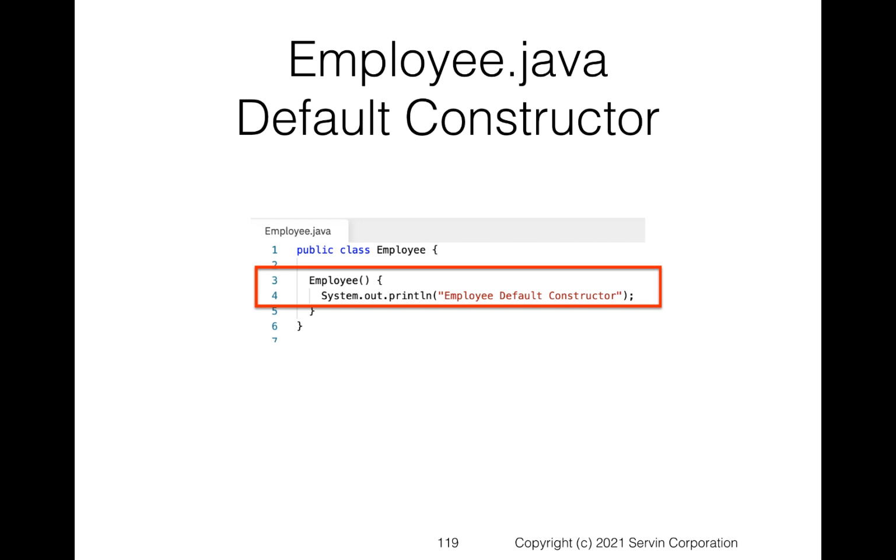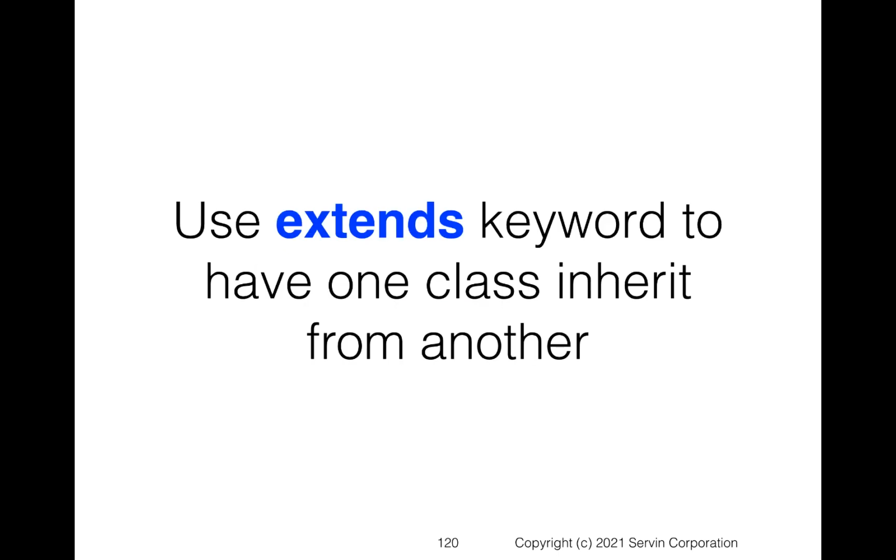This is when you create an instance of it, this is how it takes the opportunity to do whatever it needs to do to initialize itself. In this case, we just print out this message. Now, we can use the extends keyword to have one class inherit from the other. We already know classes inherit from java.lang.Object, but you can also have classes inherit from other classes.